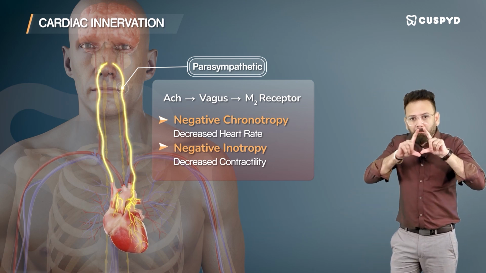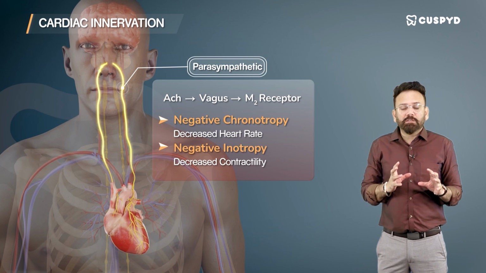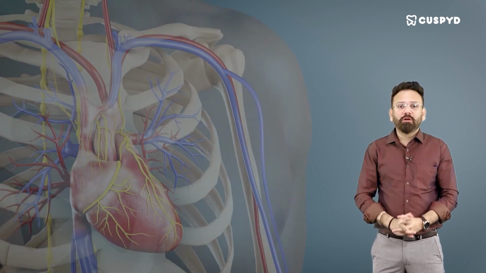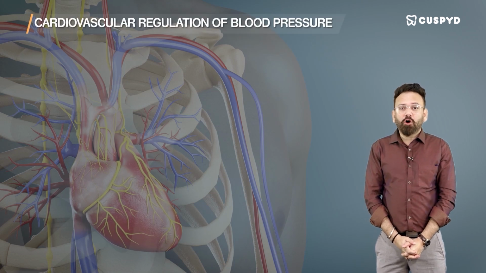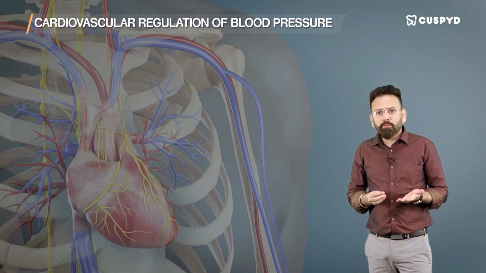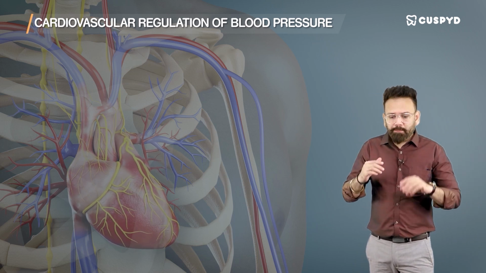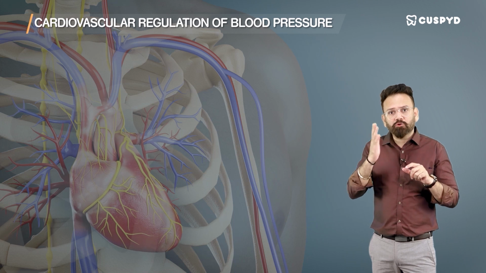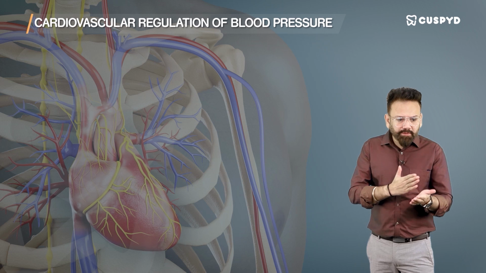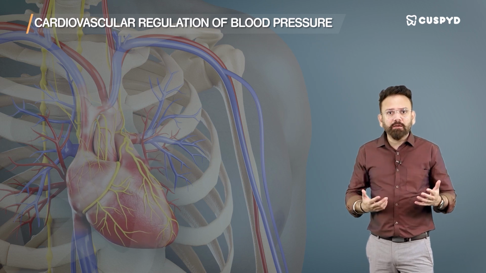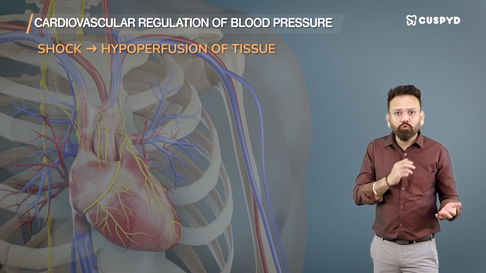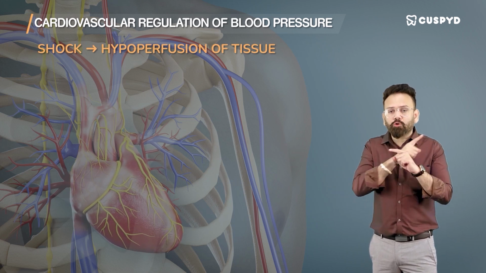First we discussed the blood vessel only. Then we discussed the innervation of the heart. Now I will discuss how your blood pressure is controlled, the cardiovascular regulation of your blood pressure. So what is BP? The pressure exerted laterally by the column of blood is called BP: systolic BP, diastolic BP. BP is very important because if there is a road traffic accident and we lose blood, it can cause shock. What is shock? Hypoperfusion of the tissue. So you always need to control your BP.